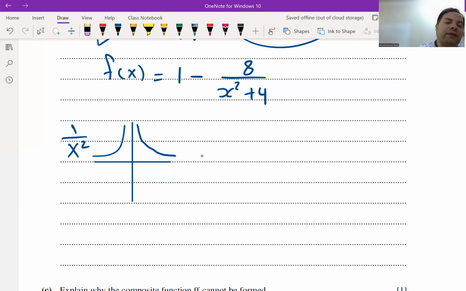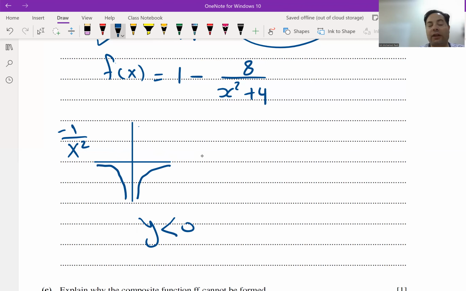What about if it is negative? Reflection about x-axis, change sign of y, is called reflection about the x-axis. This is the graph. And what is the range? Y less than 0. Don't try to write equal. If it is negative 1 over x squared, this is the range.